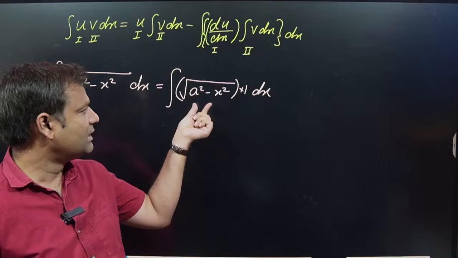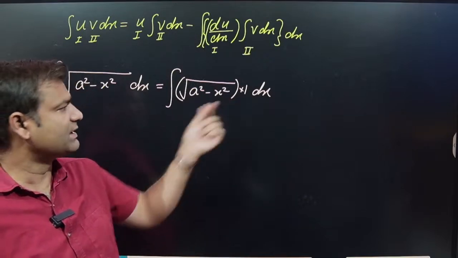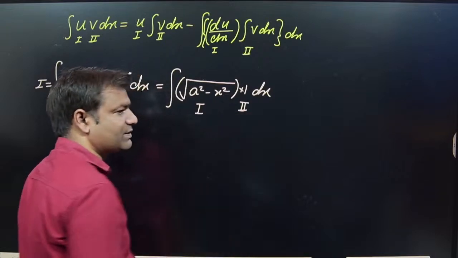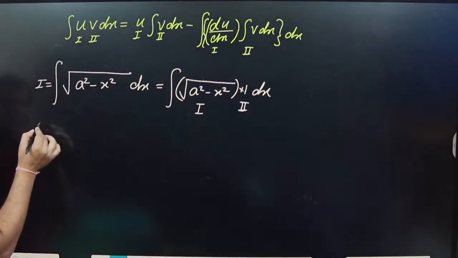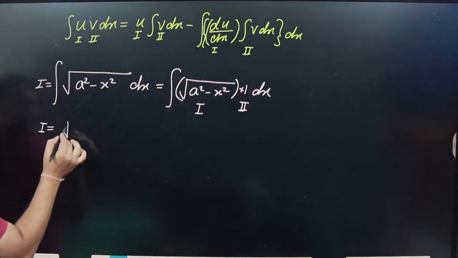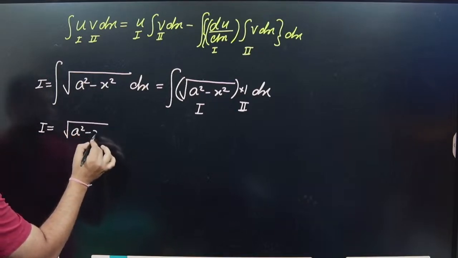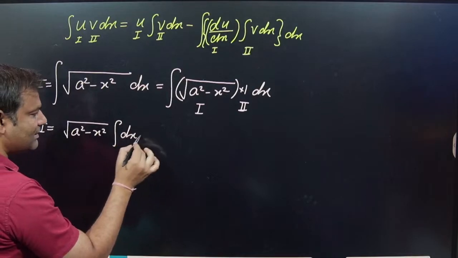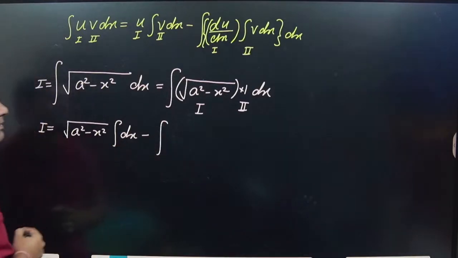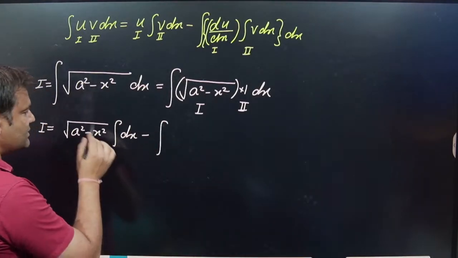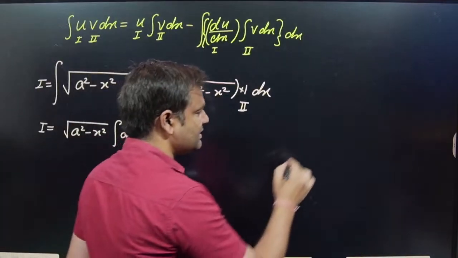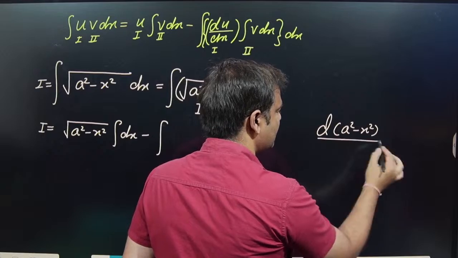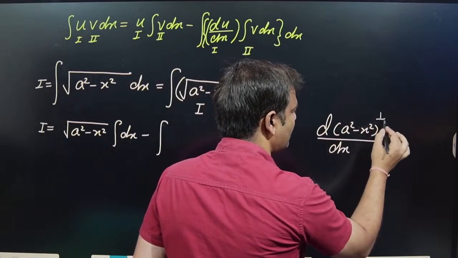Now here this one is first and this one is second, so this one is taken as the first function and that one as the second function. So first into second, so I is written as first into integration of second, second means 1, minus integration of differentiation of this one. Basically differentiation of a square minus x square with respect to x, to whole power 1 by 2.